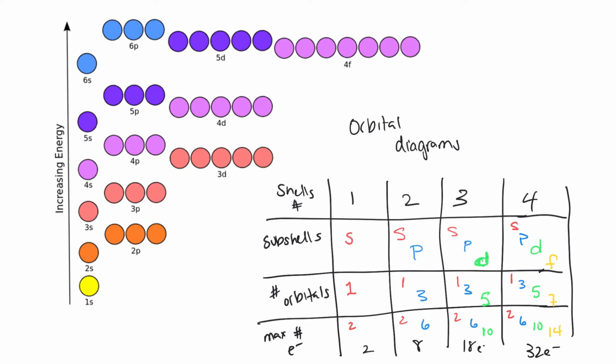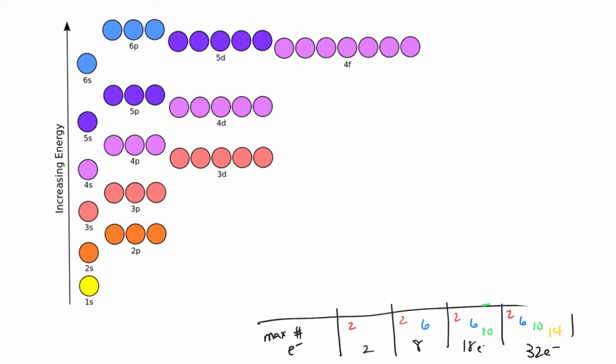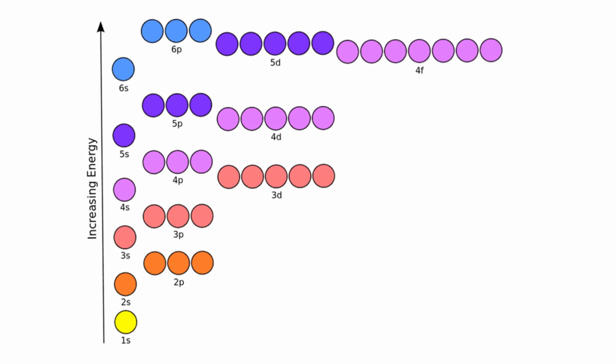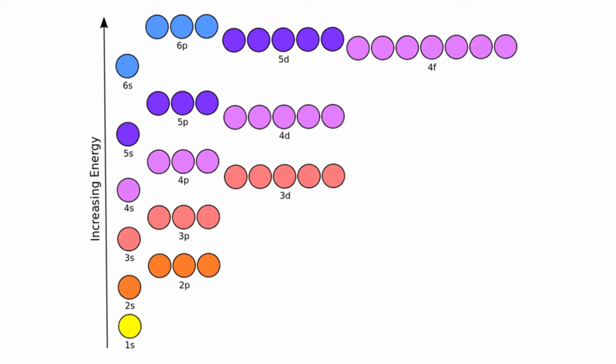All right. And so hopefully you can see the connection between what we talked about last class when it comes to the shells, the subshells, the number of orbitals, and the number of electrons, with this orbital diagram. All right. Now, let's put this into practice. So there are 3 rules that electrons follow when it comes to filling up this orbital diagram.